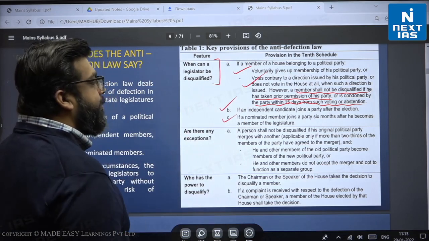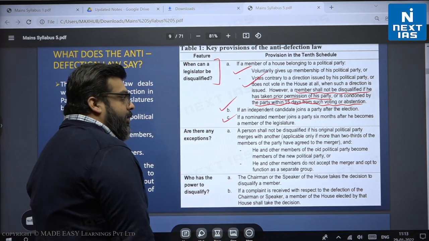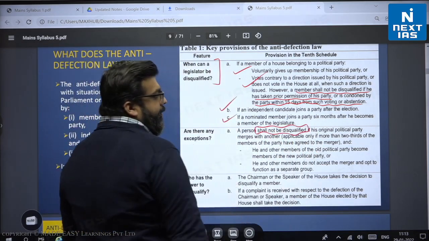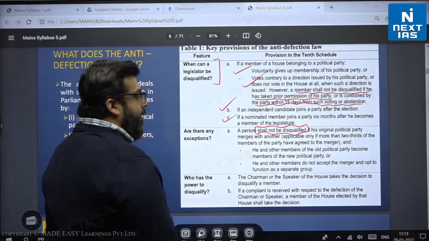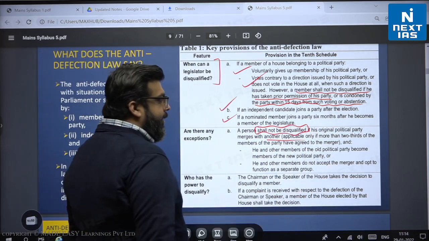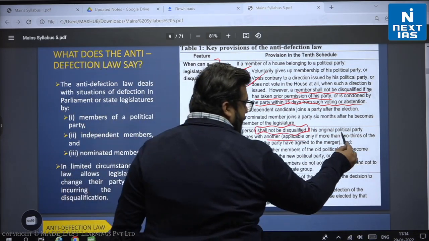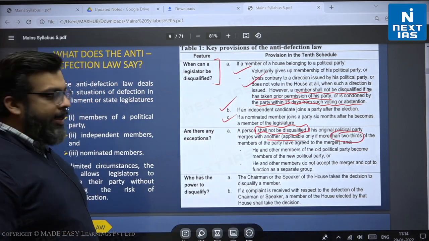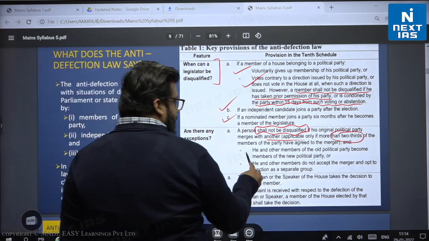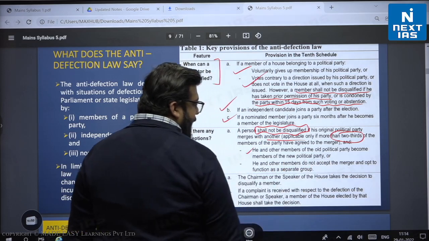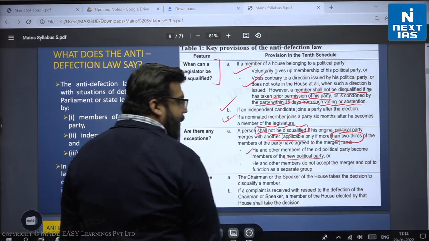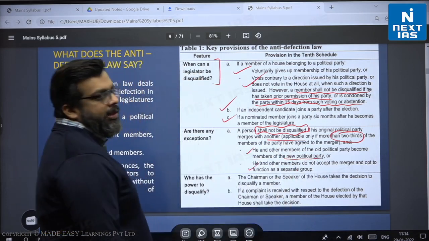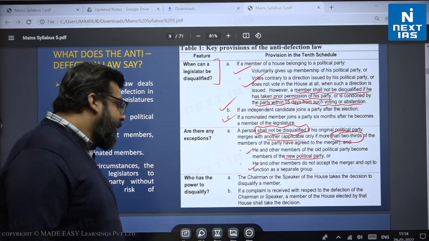Are there any exceptions? There is only one exception, the 2/3 one. A person shall not be disqualified if the original political party merges with another party, and that is only possible if more than 2/3 of the party have agreed to the merger. Right? Now this means you and members of your old political party become members of the new political party, or you do not accept the merger and you continue to function as a separate group, which I've already discussed.